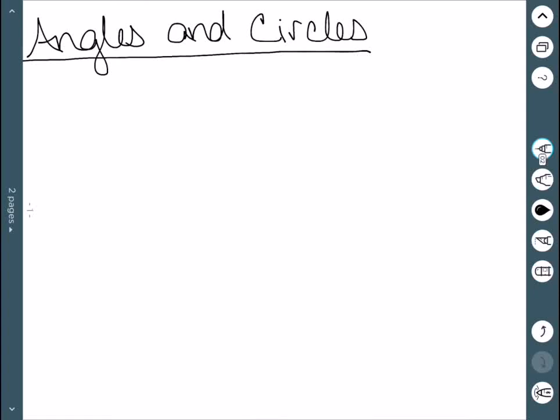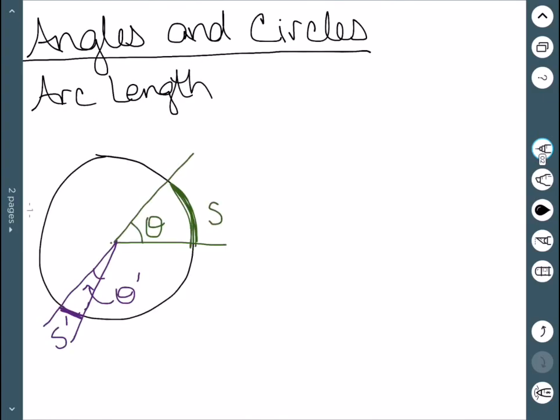We'll now look at how angles and circles can be related. And we'll start with what's called arc length. Here's our basic setup. We have this circle and we have two different angles. And we're going to look at the length of the arc that they intersect. In this case, angle theta intersects an arc of length s. Theta prime intersects an arc of length s prime.